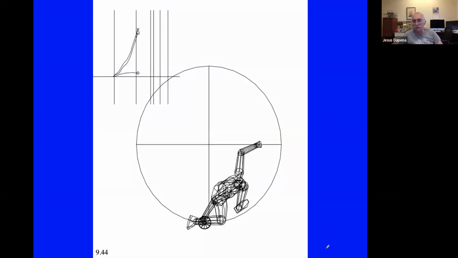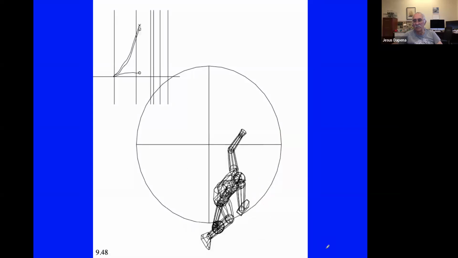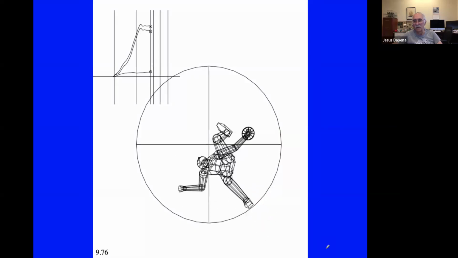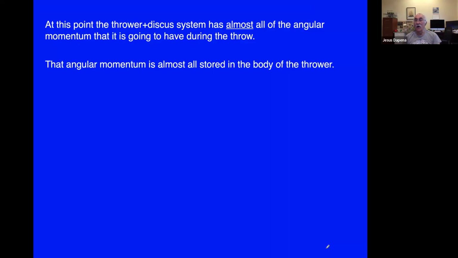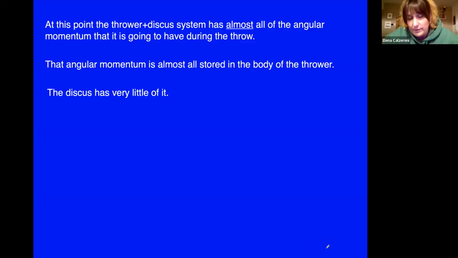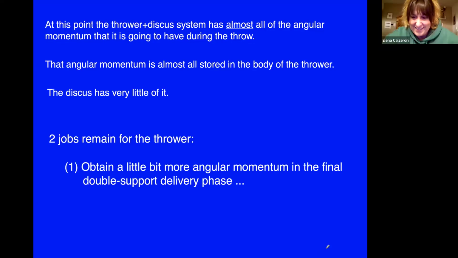So here's an animation of that. Single support on the left foot. At this point, the thrower plus discus system has almost all of the angular momentum that it's going to have during the throw. There's probably a little 10% in the end that you want to get, but almost all of it is already there. It's in his body. That angular momentum is almost all of it stored in the body of the thrower. The discus has very little of it.